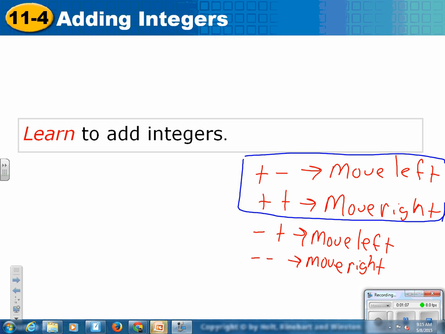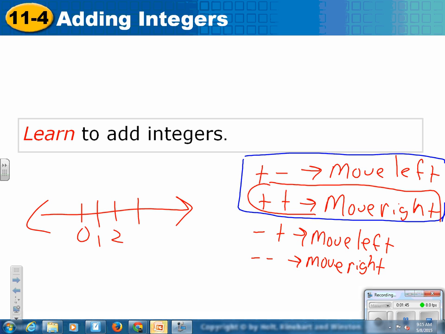What I want all of you to understand is this one right here, adding a positive. That's what you've been doing your whole life, ever since first grade or kindergarten, whenever you started adding numbers. On a number line, if you added, you moved further to the right. Do you understand that? Does that make sense to you? Okay? Let's say you had a number line, and it was 0, 1, 2, 3, 4.